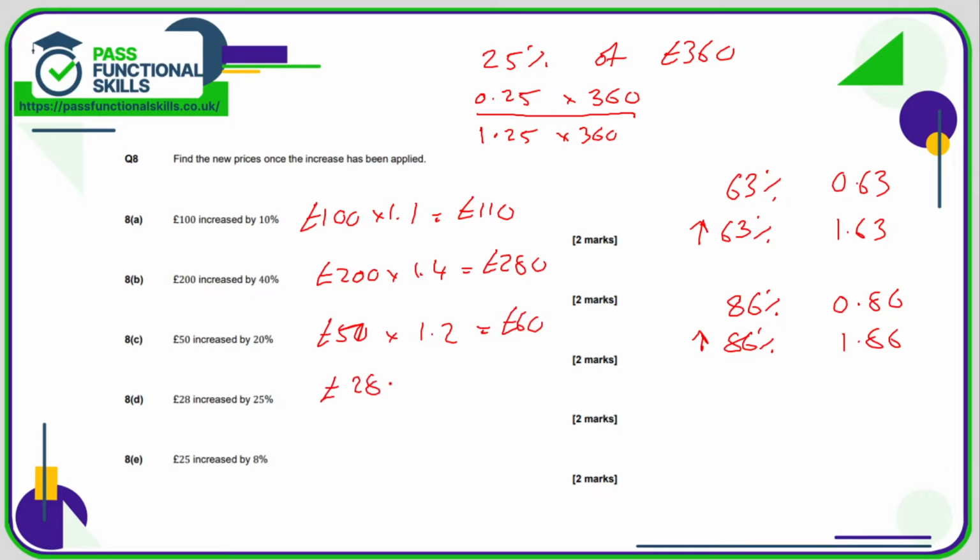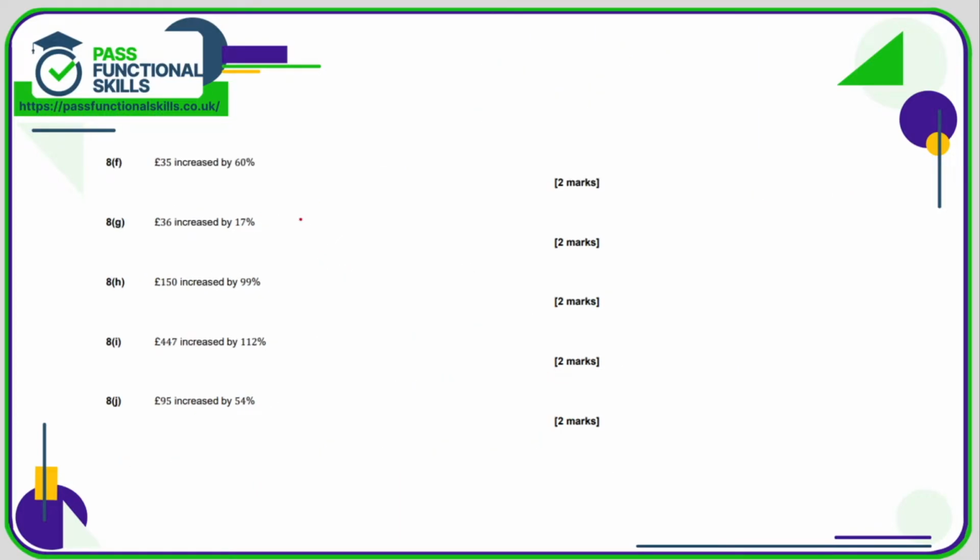D is 28 multiplied by 1.25, and that comes to a total of 35. And E is going to be 25 multiplied by 1.08. Be careful if it's a single digit there, it's 1.08, not 1.8, and that comes to £27. For F, 35 times by 1.6, which is £56.